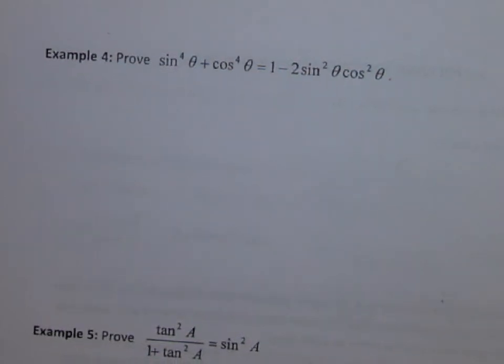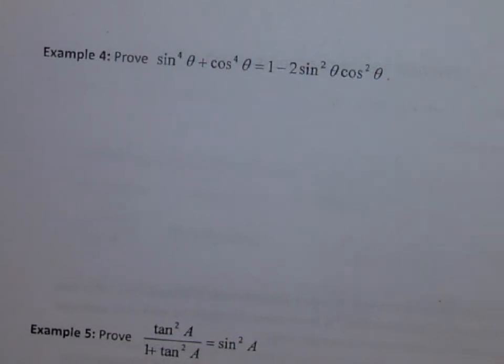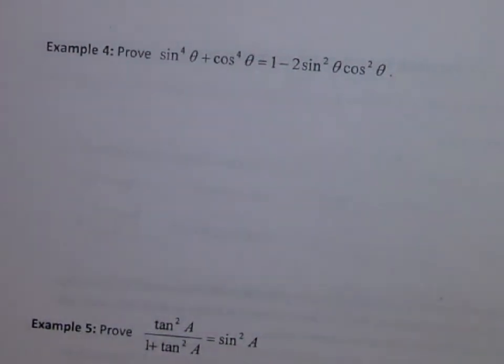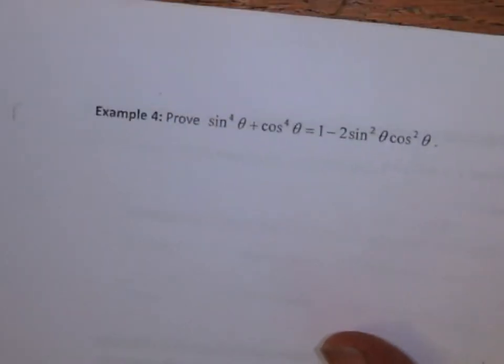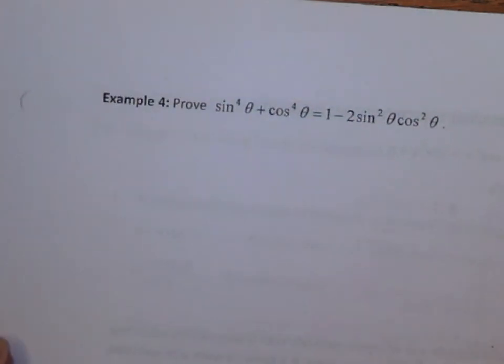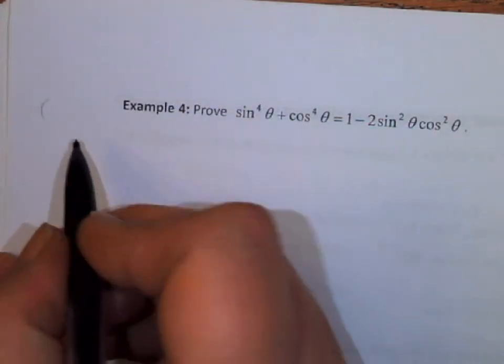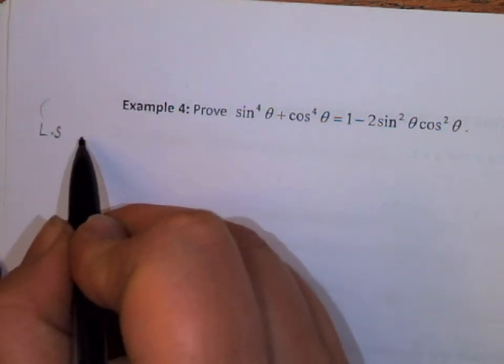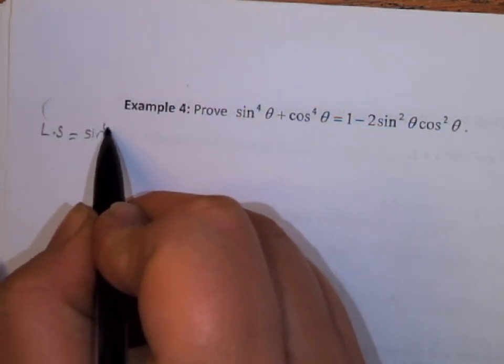This one is a little bit more challenging. Okay, example 4. I'm gonna show you two methods for this, and most of the time there is more than one way of proving it. So you may use different methods to approach the problem. I'm gonna show you, for example, for this one, two possible methods. Okay, so first let's separate left side from right side.